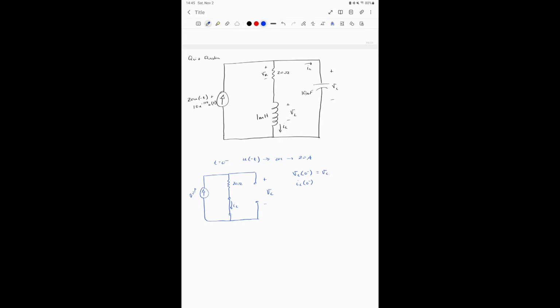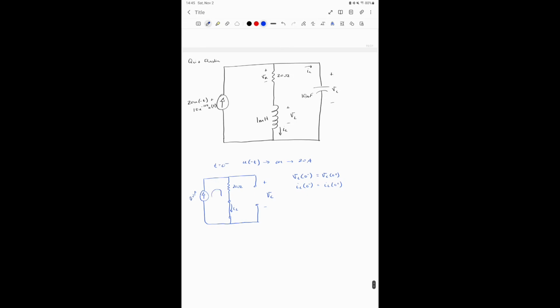Those are the two values that we need to get our VC of 0 plus and IL of 0 plus. So this is a pretty simple circuit. We don't have to do Thevenin like we did on the last one. You only have one power source. You're going to have 20 amps going around this loop. It's going to get dissipated by this 20 ohms, so it's going to be 20 amps times 20 ohms, and that's equal to 400 volts. That's going to be your VC, and then this 20 amps is coming around and going all the way through, so this 20 amps is equal to your IL.